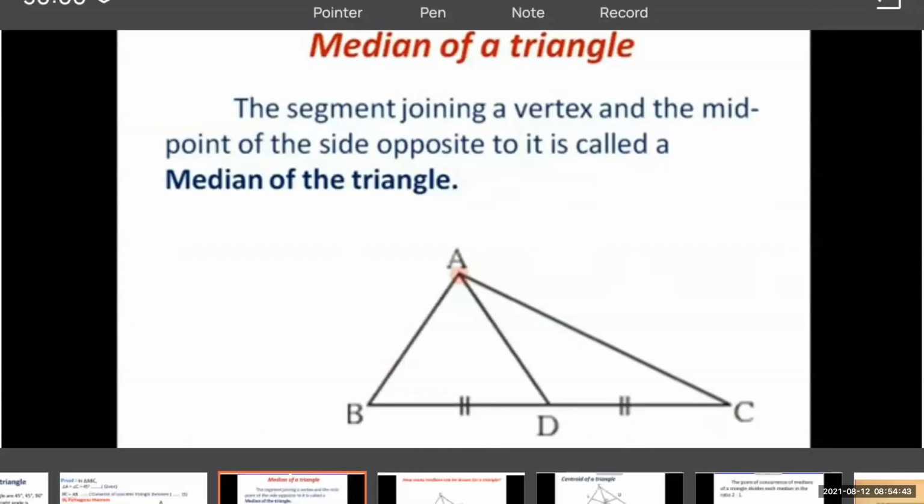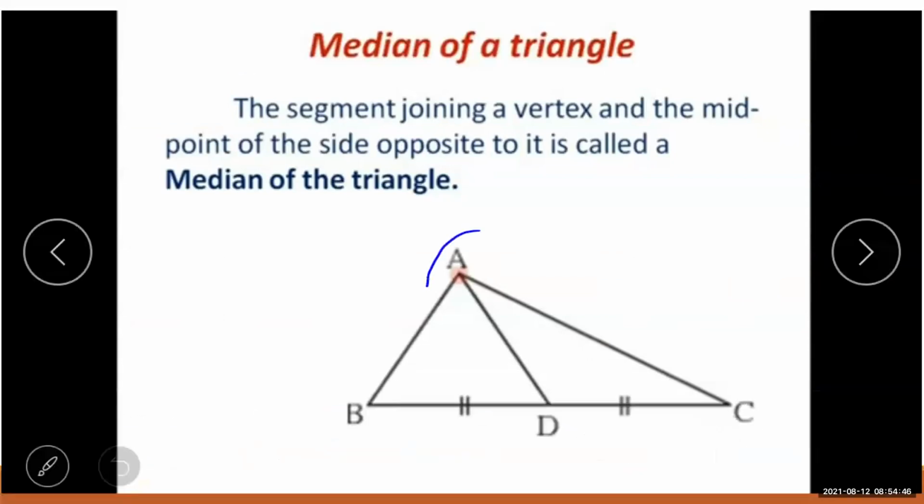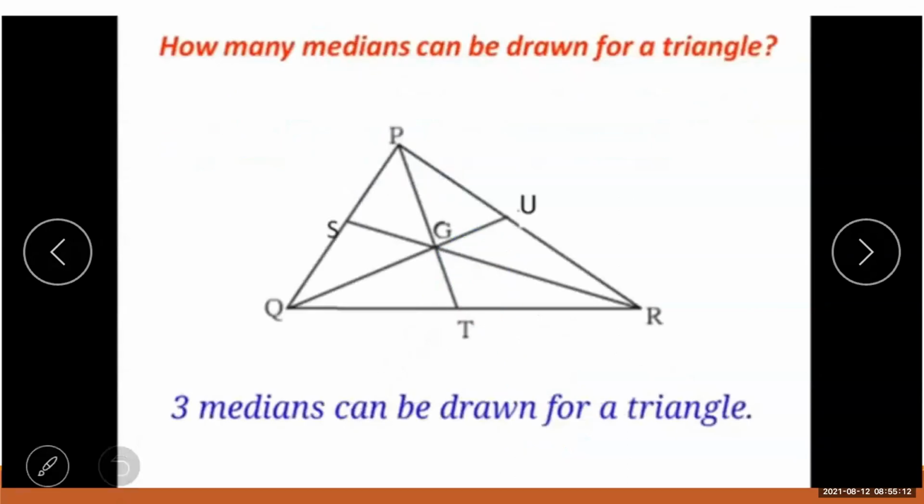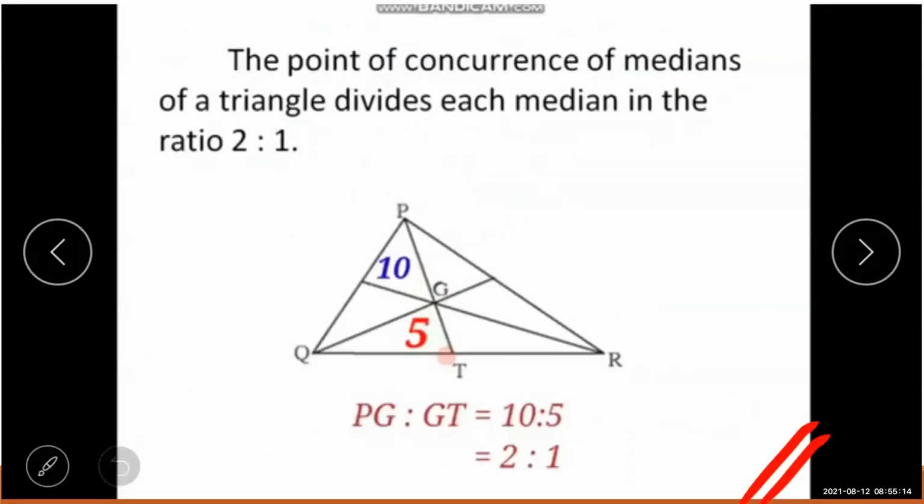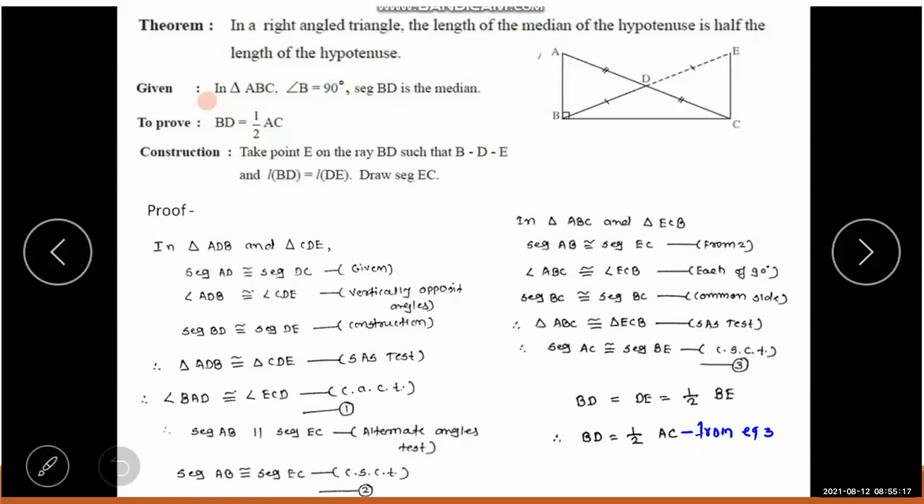That median is a segment that joins any one vertex and the midpoint of the side opposite to that vertex. Okay, so the segment joining these 2 points is called a median. Now regarding this median of a right triangle, here we will learn a theorem, one of the properties of the median of a right triangle.